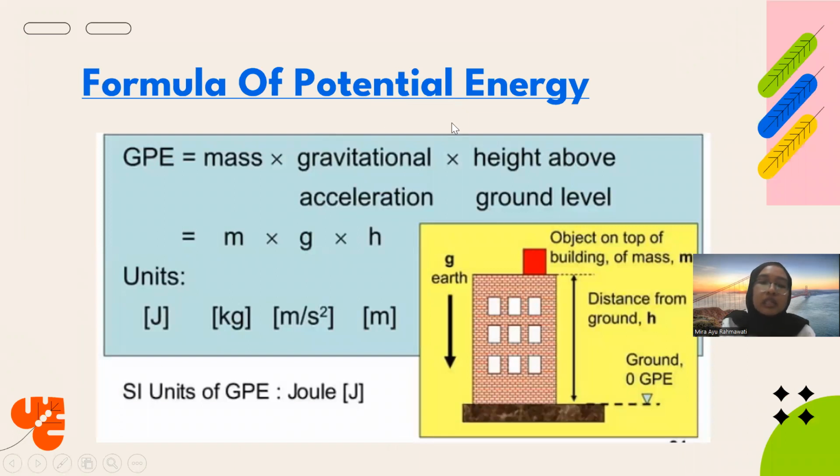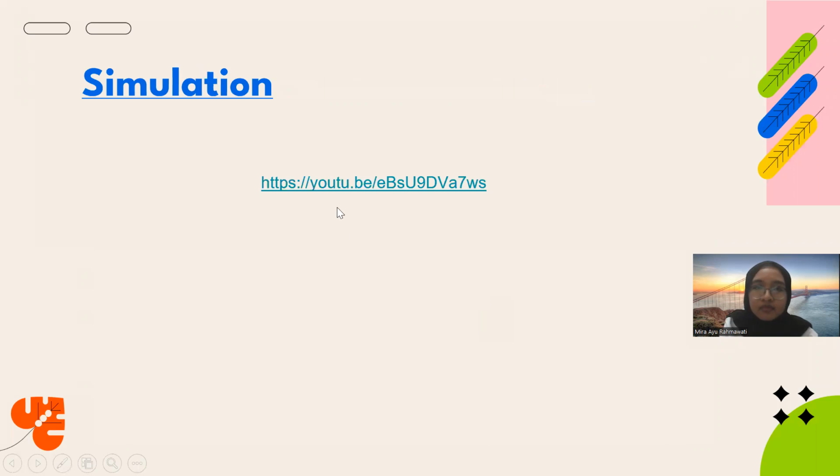Formula of potential energy: M cross G cross H. Okay, this is a simulation about potential energy and kinetic energy.